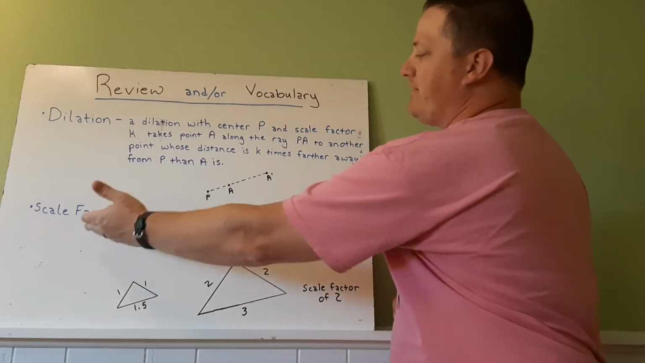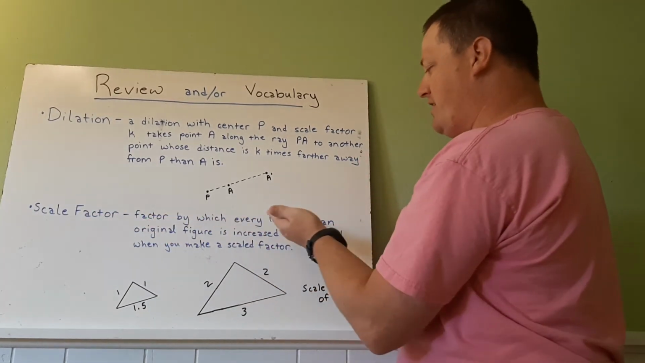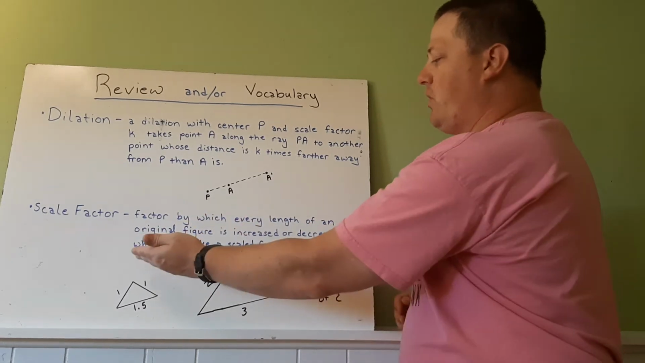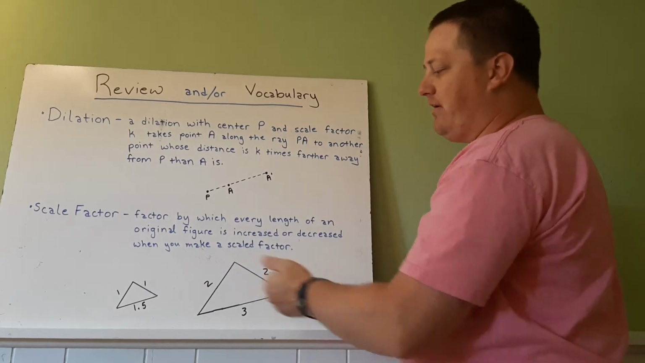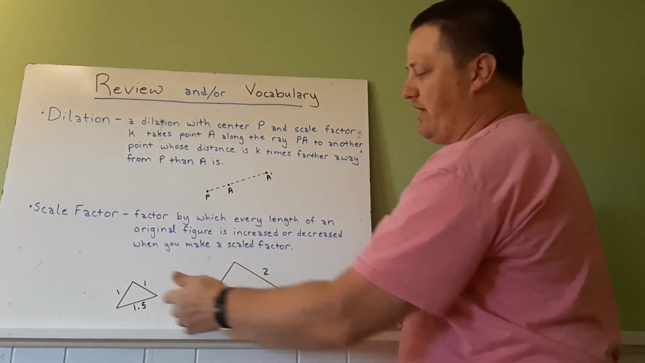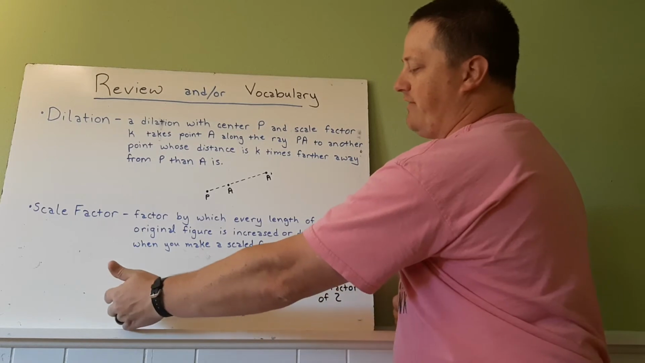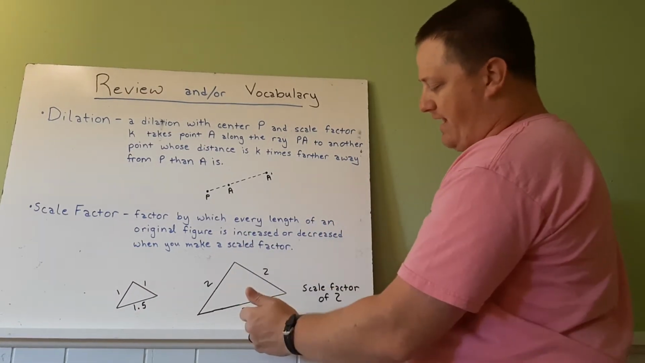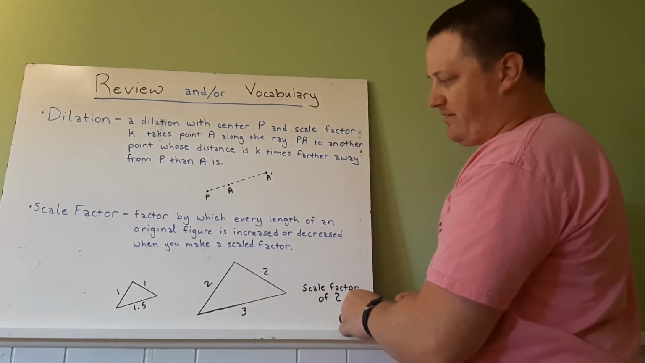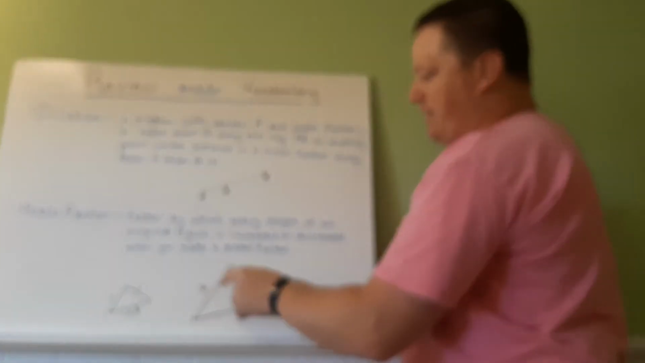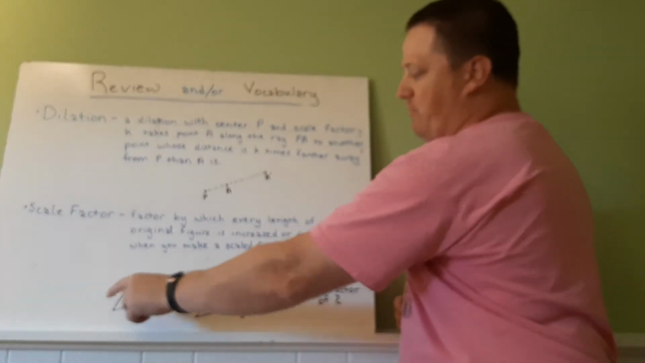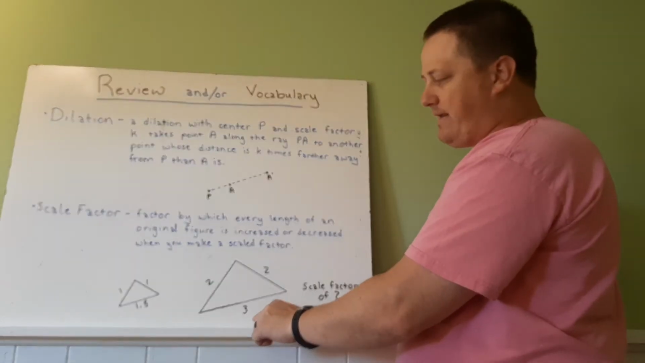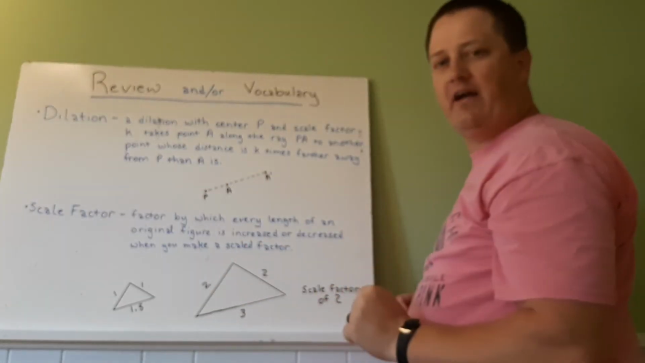All right, scale factor is a factor by which every length of an original figure is increased or decreased when you make a scaled figure. So here I have two triangles. This first triangle has lengths 1, 1, and 1.5. Then this other triangle, I've used a scale factor of 2. So each length has been multiplied by 2. So I went from 1 to 2, 1 to 2, and 1.5 to 3. So that's how dilation and scale factor works.